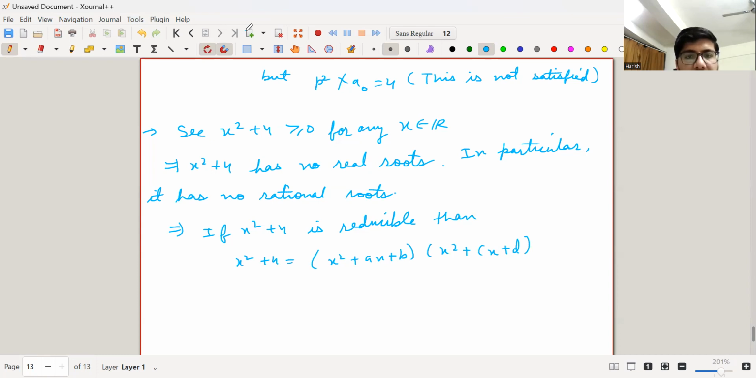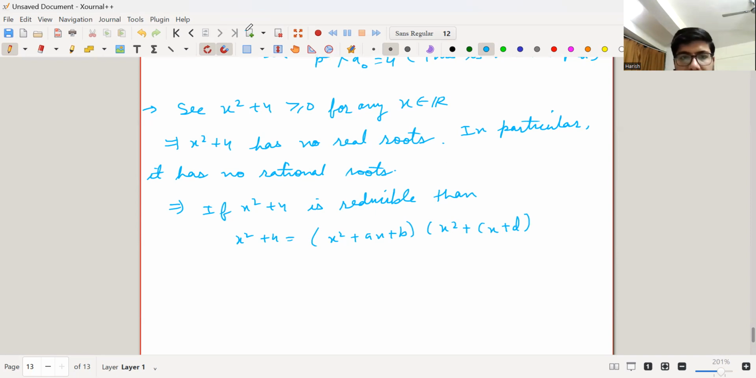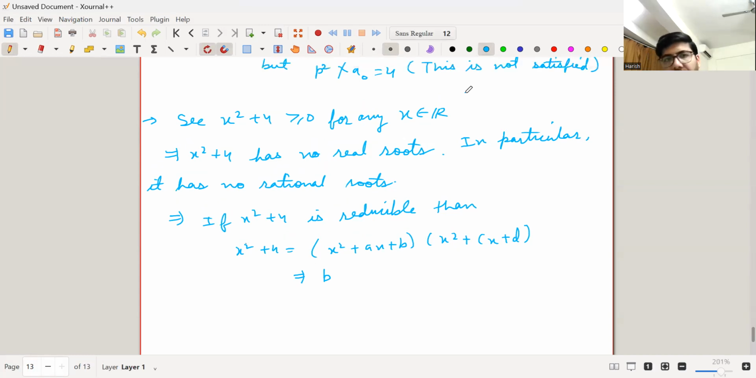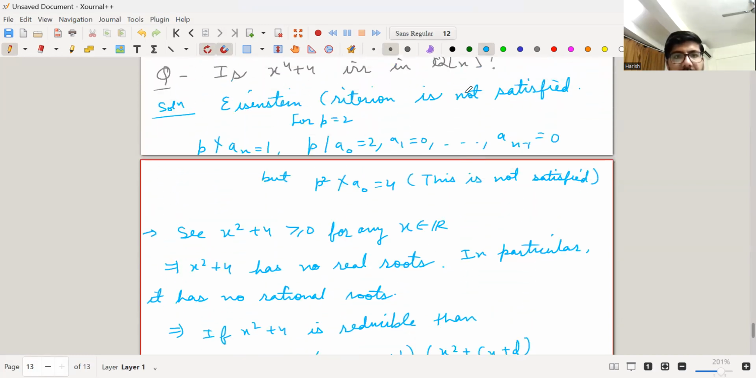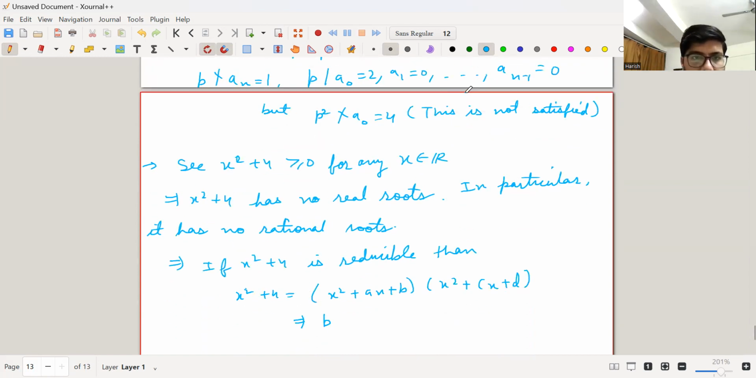Because it cannot be factorized as a linear polynomial. It has to be a product of two polynomials of degree 2, right? Because it has no roots. And then also, if you compare it, this implies... power 4 is missing. Yes, x^4 plus 4.